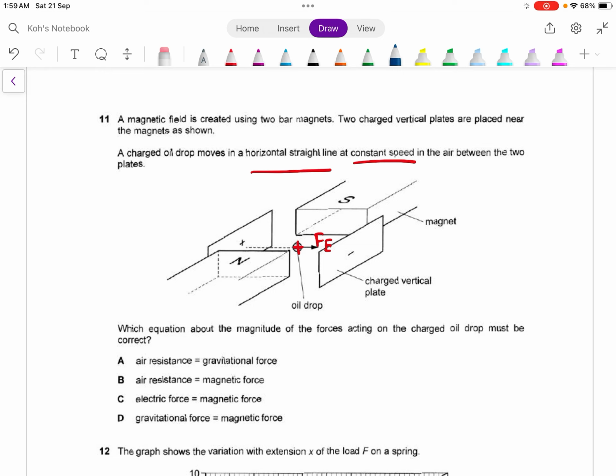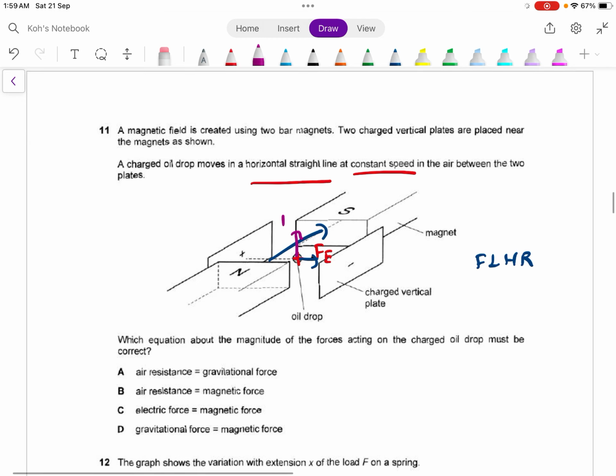Because there's a magnet, you must use Fleming's left hand rule. For example, with Fleming's left hand rule, the index finger points in this direction, and the middle finger points in the direction of the motion. You will realize that your thumb, which indicates the magnetic force, is acting in the upward direction. So this is your magnetic force.